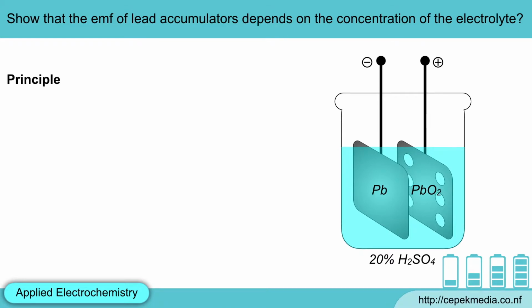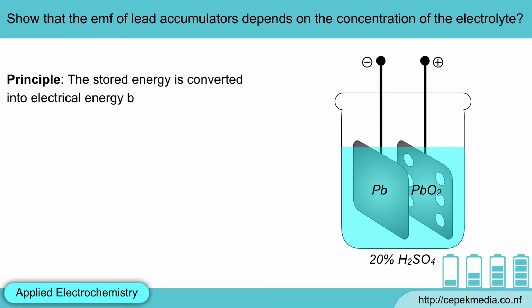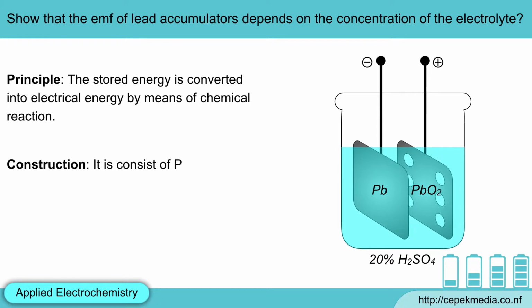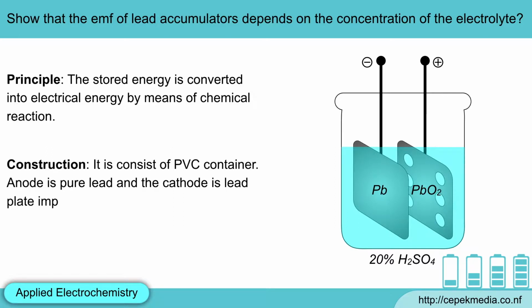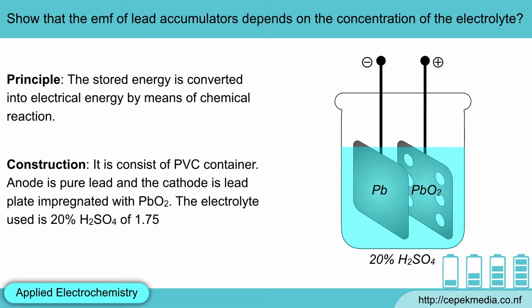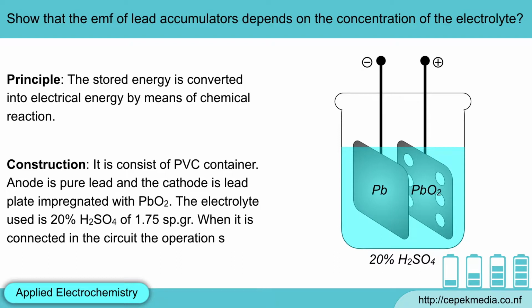So the principle is the stored energy is converted into electrical energy by means of a chemical reaction. And the construction is, it consists of a polyvinyl chloride container. Anode is pure lead and the cathode is lead plate impregnated with lead oxide. The electrolyte used is 20% sulfuric acid, which has a specific gravity of 1.75. When it is connected in the circuit, the operation starts.